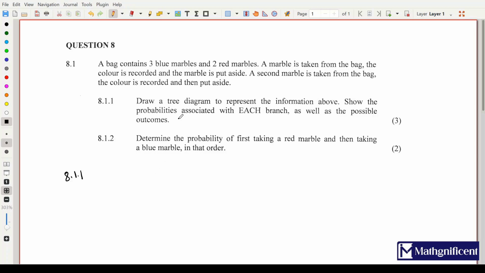Right, so we have three blue marbles here, and then we have 2 red marbles here. Another thing that we can see is that this happens 2 times. A ball is taken at first try, and then a color is recorded, and then again the same process happens, but it only happens twice.